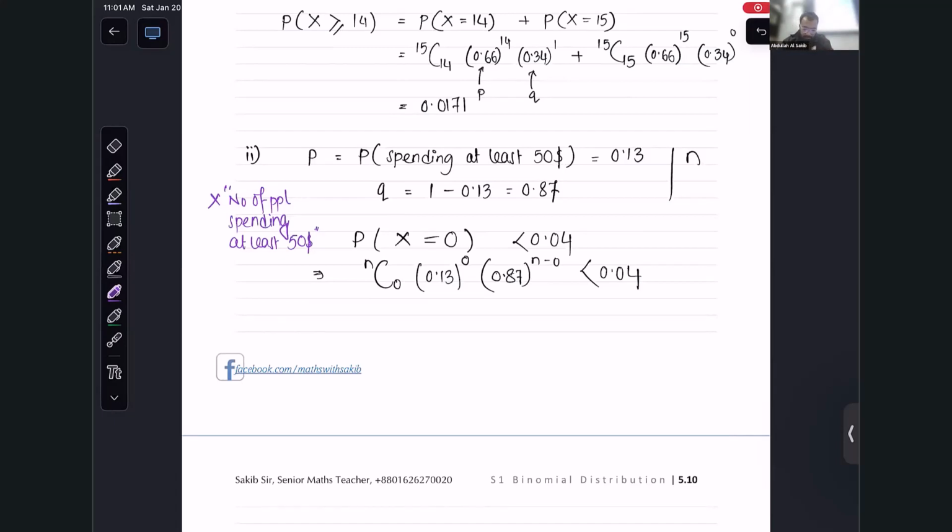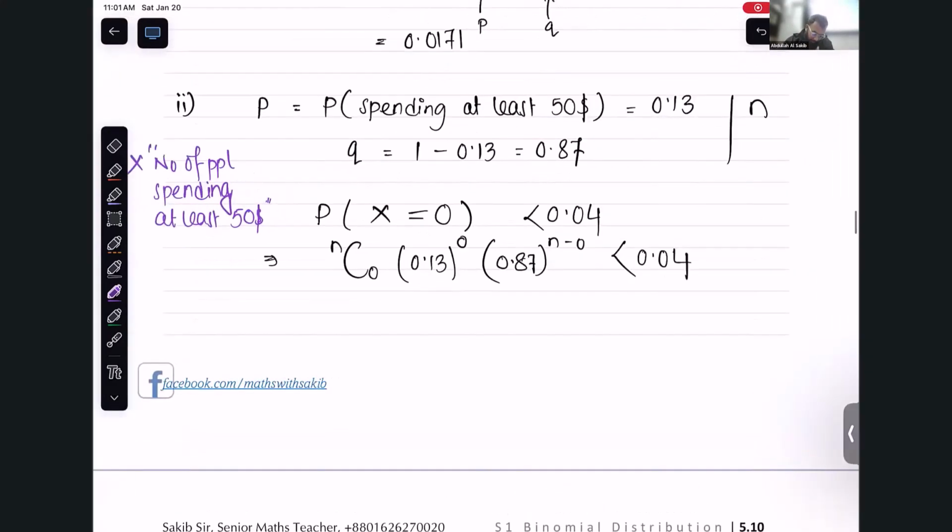Clear? So now just apply the formula. nC0 is 1, times anything to the power 0 is 1, and that is 0.87 to the power n, less than 0.04. Now just do the trial and error method. We don't need to use log. You can use log, but it's not necessary. Just use the trial and error method, like you do some trials.